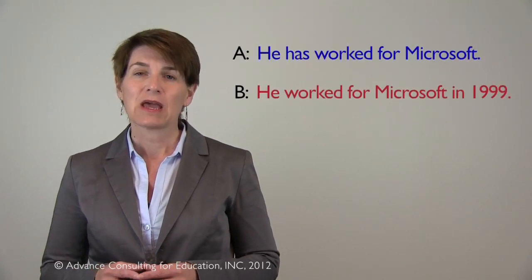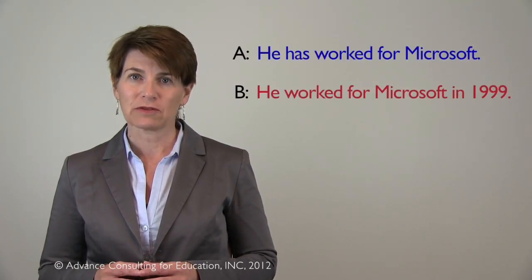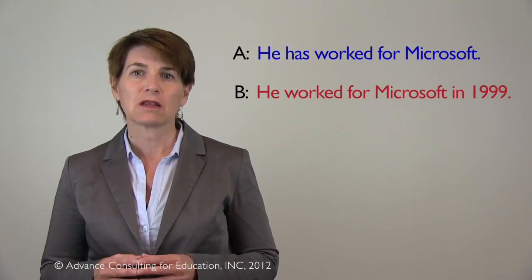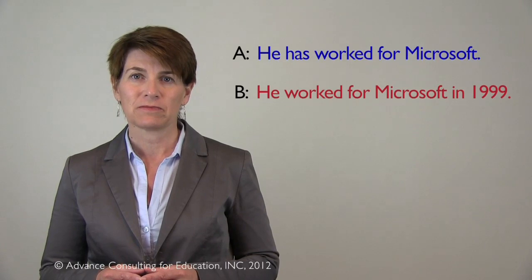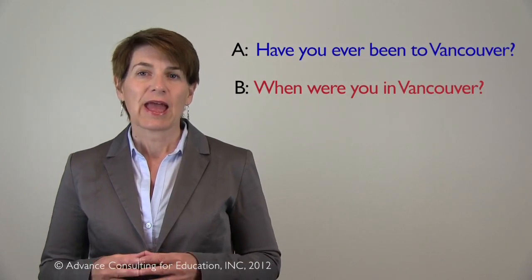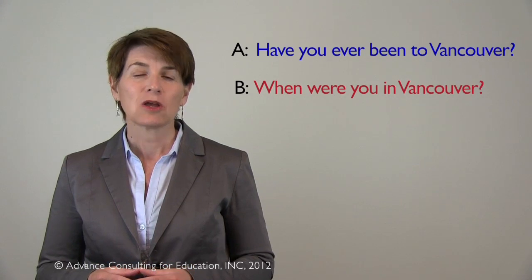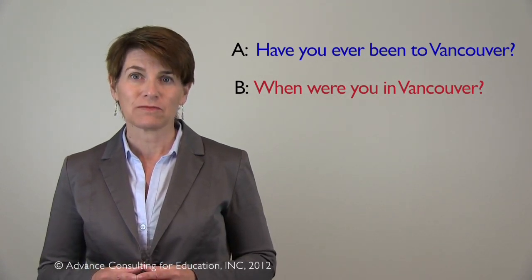Here's our second pair of sentences. Sentence A, he has worked for Microsoft. And sentence B, he worked for Microsoft in 1999. Here's our last pair of sentences, this time in question formation. Sentence A, have you ever been to Vancouver? And sentence B, when were you in Vancouver?